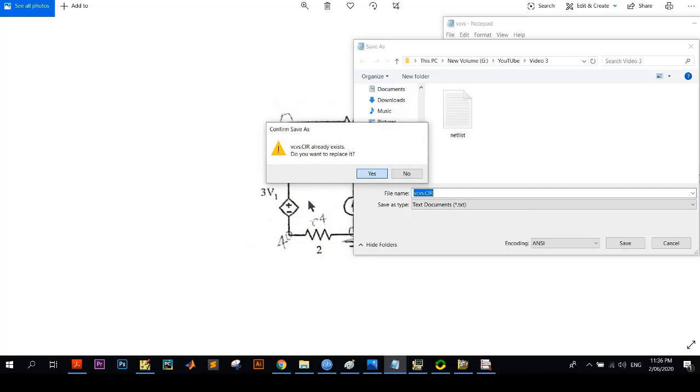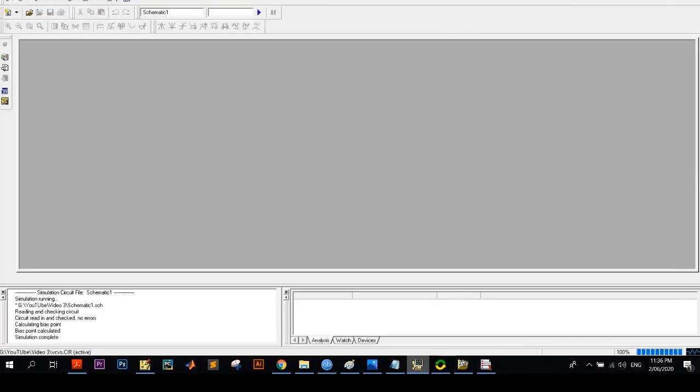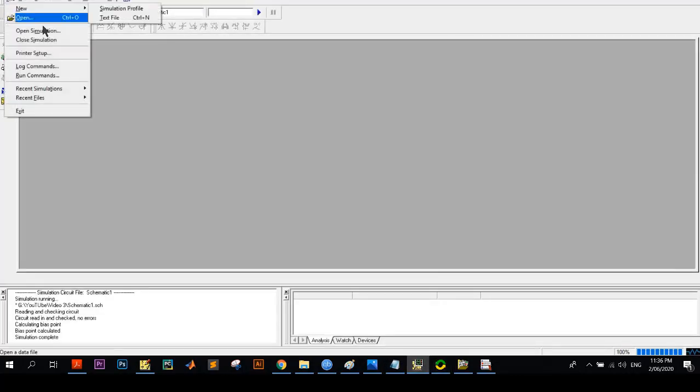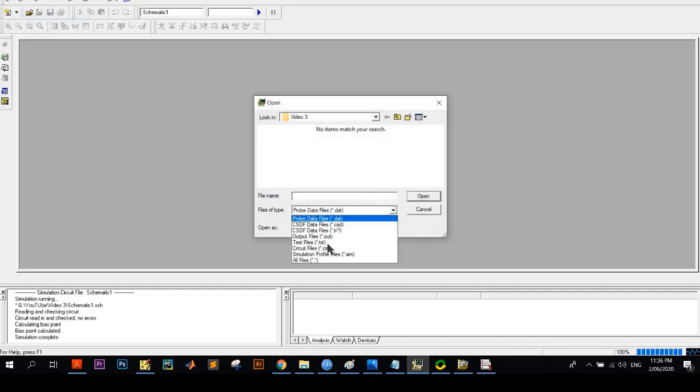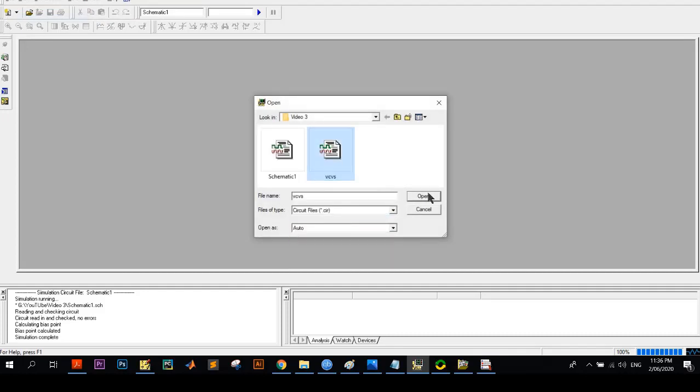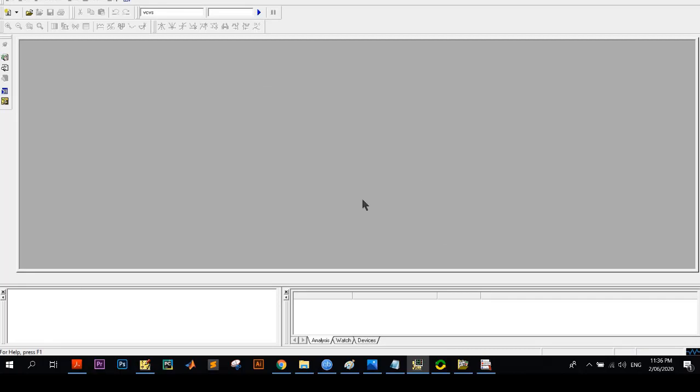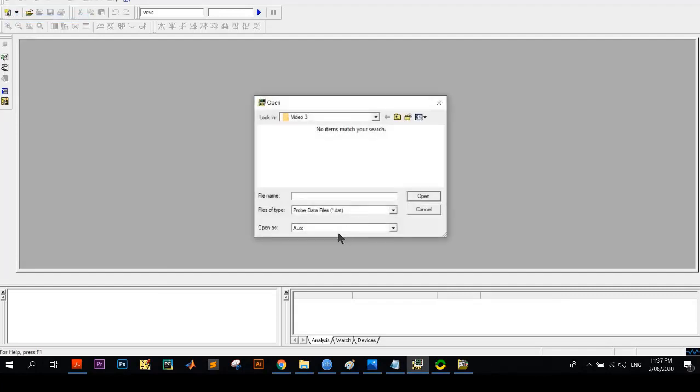I saved this earlier, so it's showing this. So let me now run this in PSpice AD. We go to File, Open, and .cir file. So this is our file actually. Let me open from here. Okay, so I was running this, so this was in opening.